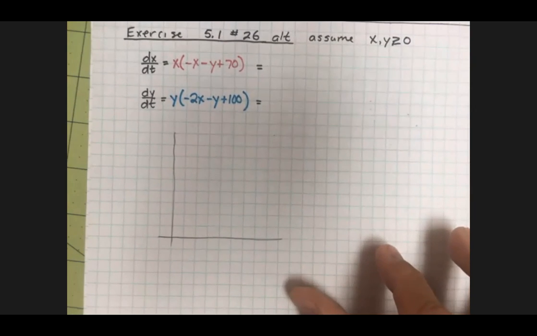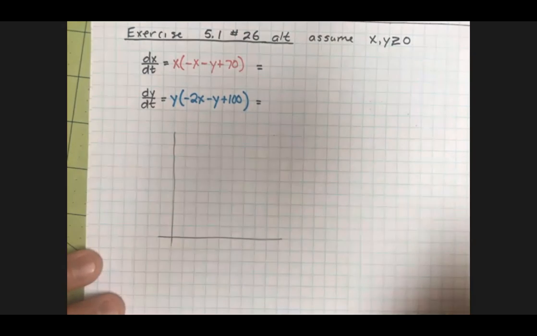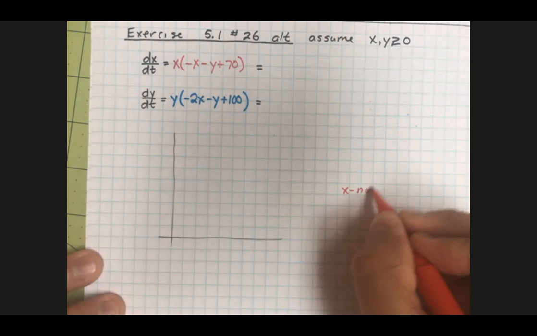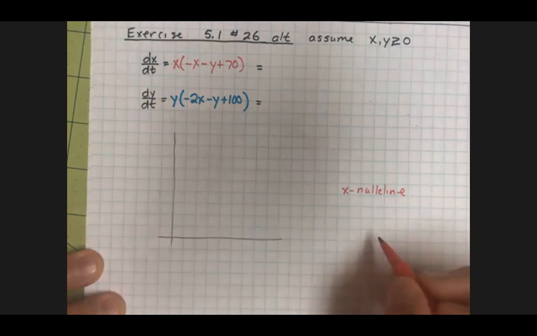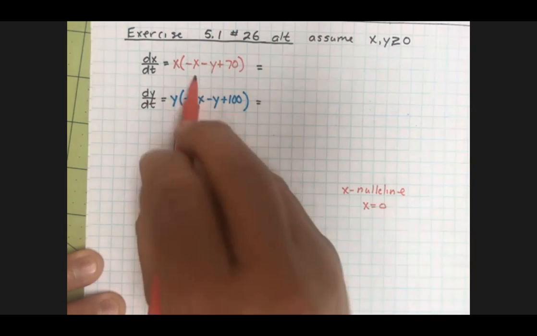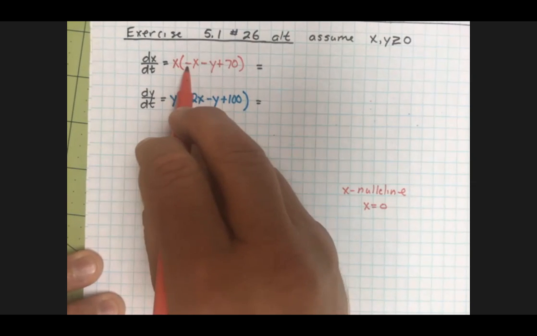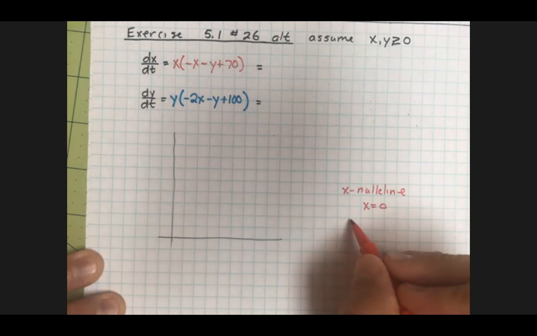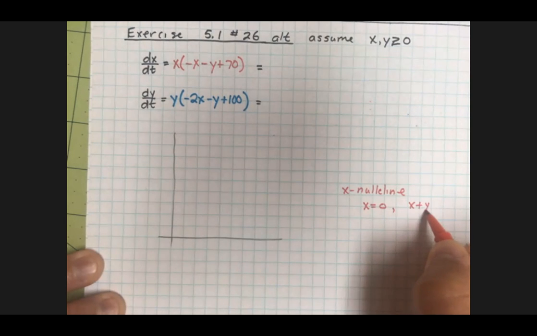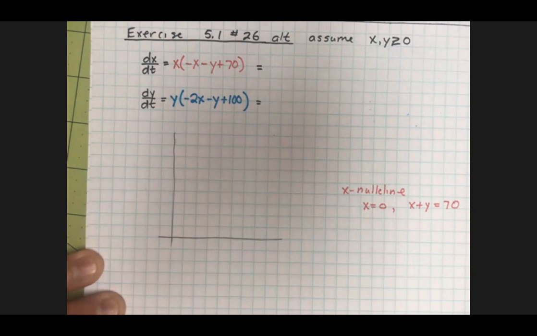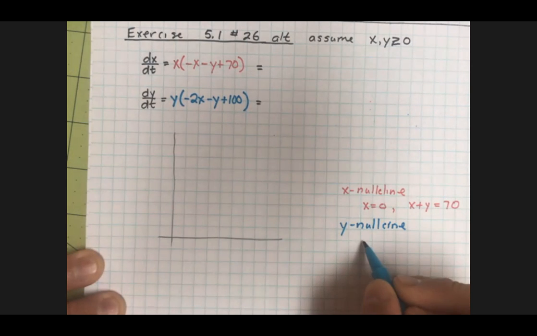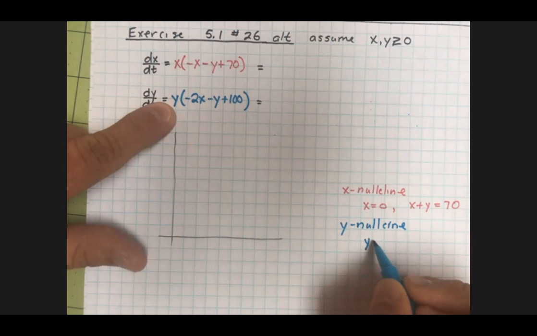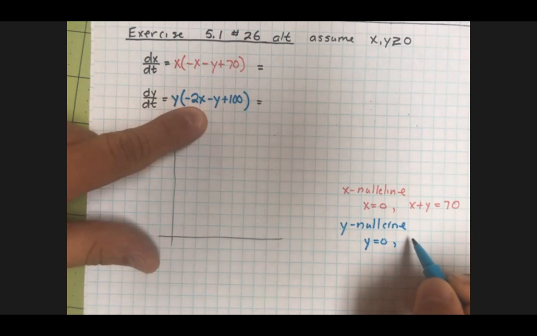Okay, now let's put these four lines down. So where is the x nullcline? Any place where dx dt is 0. So that means x equals 0, or negative x minus y plus 70 is equal to 0. And that's the line x plus y equals 70. Where are the y nullclines? These are two y nullclines: when y is 0, or when this factor is 0. That means 2x plus y equals 100.